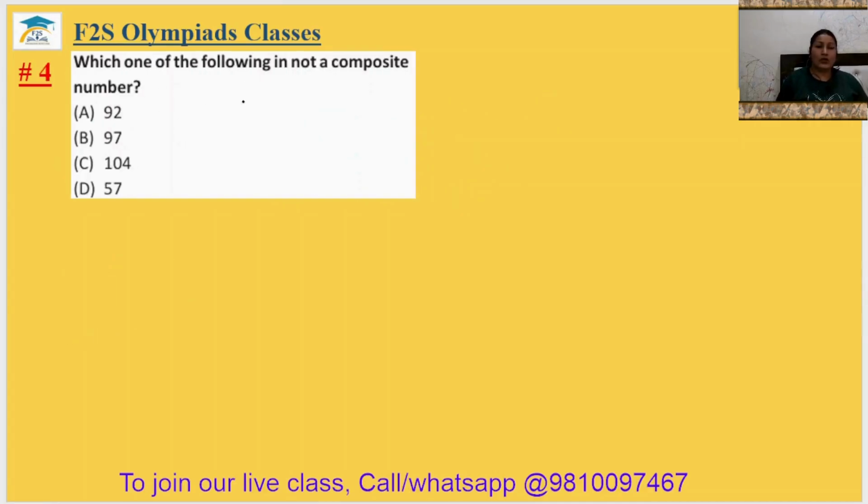Question number 4. Which one of the following is not a composite number? We know that 97 is not a composite number. It is a prime number. The fourth answer is option B.